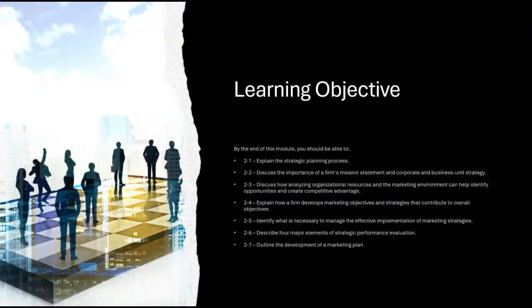By the end of this module, you should be able to explain the strategic planning process, discuss the importance of a firm's mission statement and corporate and business unit strategy, discuss how analyzing organizational resources and the marketing environment can help identify opportunities and create competitive advantage, explain how a firm develops marketing objectives and strategies that contribute to overall objectives, identify what is necessary to manage the effective implementation of marketing strategies, describe four major elements of strategic performance evaluation, and then outline the development of a marketing plan.